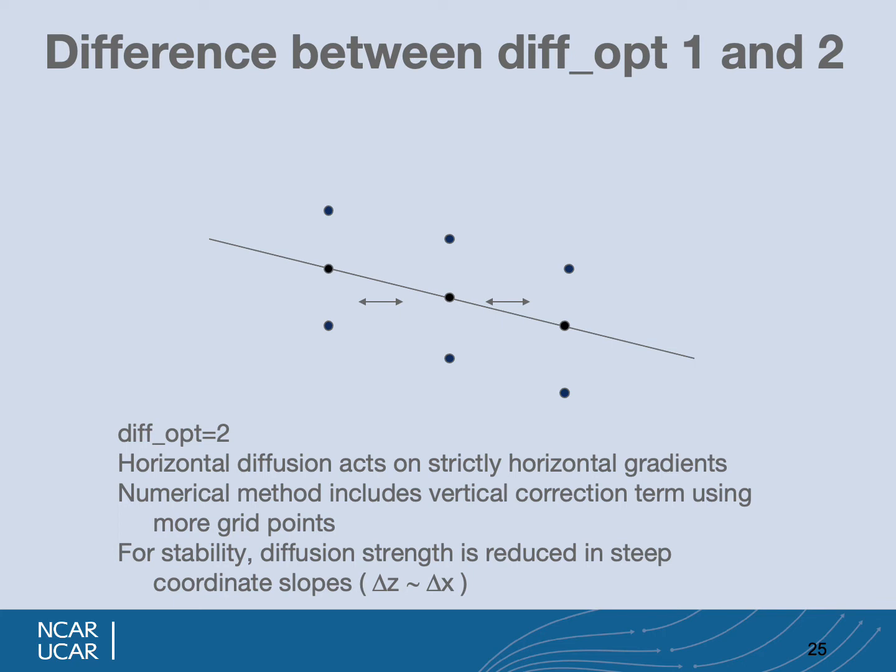Diffopt equals 2 is trying to make horizontal diffusion purely horizontal. It takes the horizontal gradient, which when you have slope coordinates requires a vertical adjustment to do an interpolation to the same level. So it includes some extra terms, but it's more accurate as a horizontal diffusion choice. For stability, the diffusion strength of this option is reduced when you have steep coordinates. So it makes it more stable by reducing the strength in steep conditions.